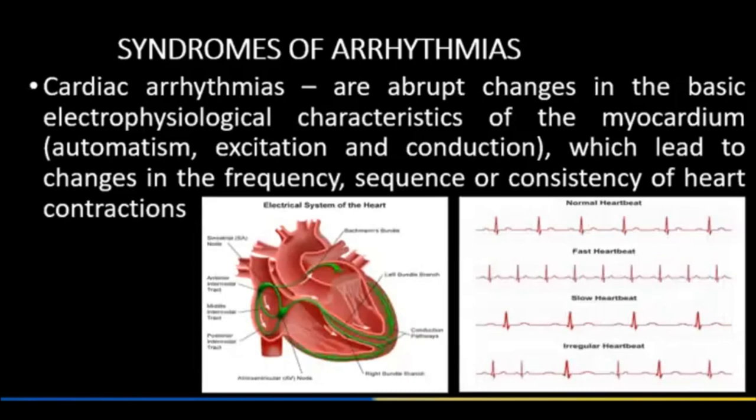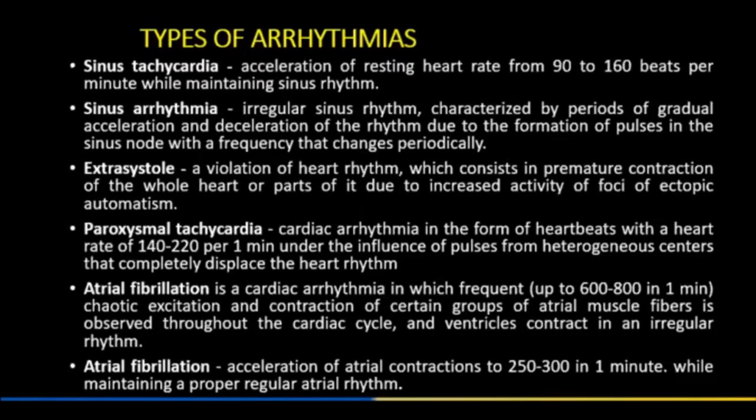Syndromes of arrhythmias, or cardiac arrhythmias, are abrupt changes in the basic electrophysiological characteristics of the myocardium: automatism, excitation, and conduction, which lead to changes in the frequency, sequence, or consistency of heart contraction. It's very good if the electrical system of the heart works normally, and it's a normal heartbeat in electrocardiography. Fast heartbeat, slow heartbeat, and irregular heartbeat. It's a problem for the whole organism, not only for the heart. Types of arrhythmias.